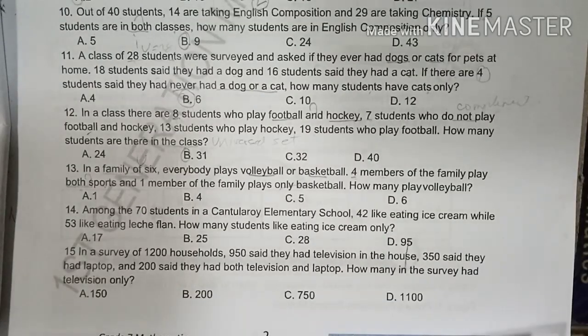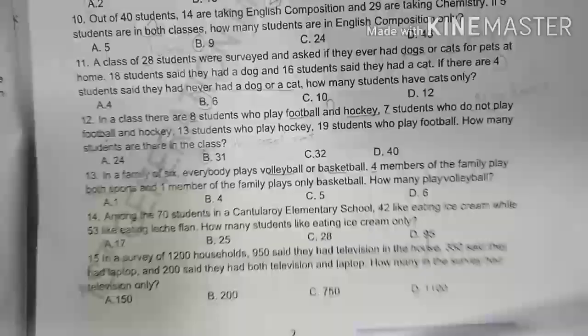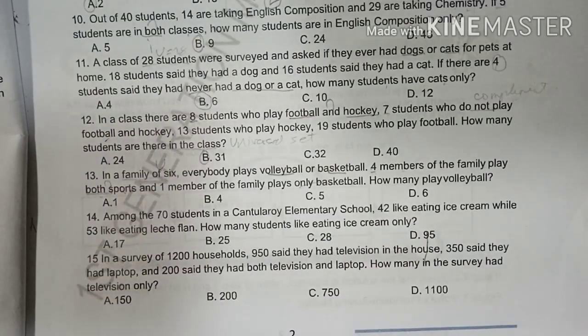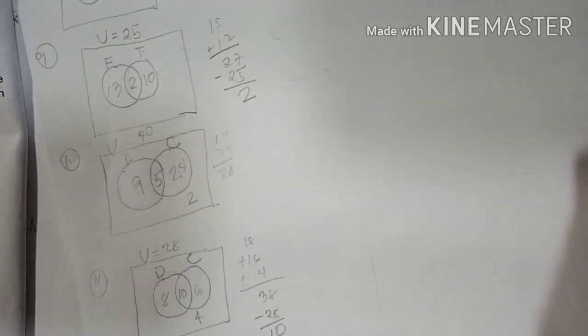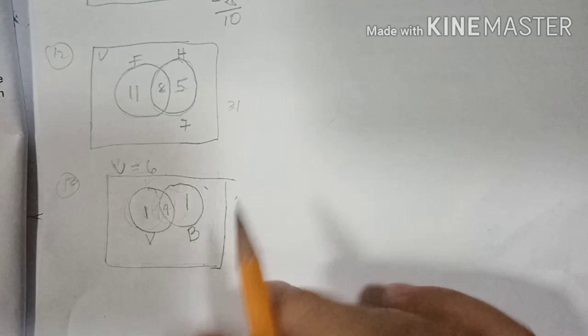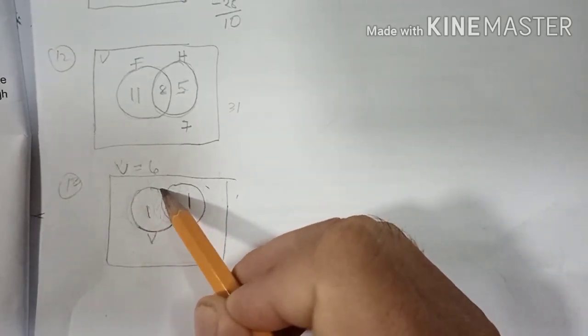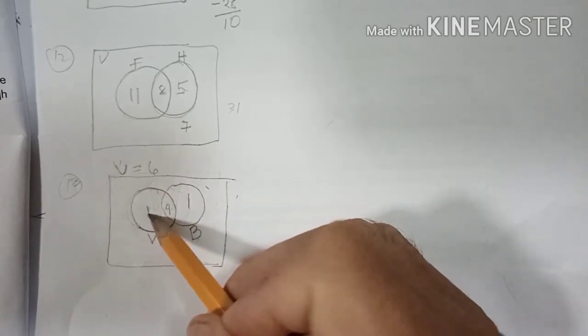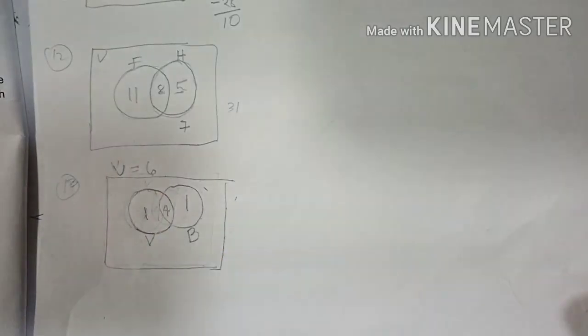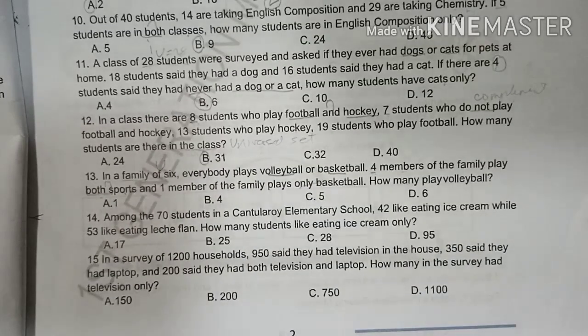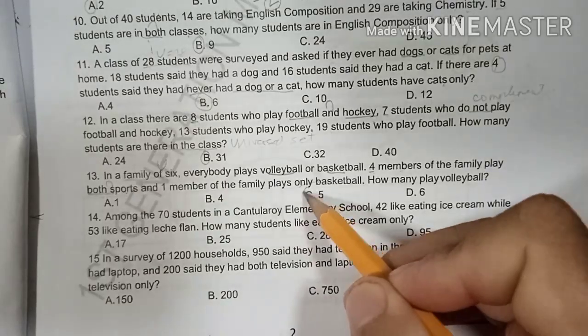Okay, what is the question for number 13? How many play volleyball? Volleyball. So, there's no word as only. So, how many play volleyball? So, this is for volleyball. So, there are 1 plus 4, that's 5. So, 5 is the answer for number 13. Is there any 5 among the choices? Yes, there is.